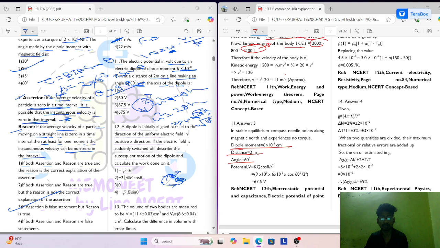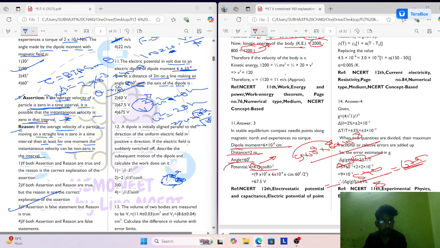Just put the value. This is 9 into 10 to the power 9. Now q is given, 6 into 10 to the power minus 8, divided by r square, means 2 square means 4, cos 60 degree. Cos 60 degree means 1 by 2, right? So therefore 9 6s are 54, 54 into 10 means 540. 540 divided by 8 means 135 by 2, that means 67.5 will be the correct option here. Option number 3 will be the correct option here.